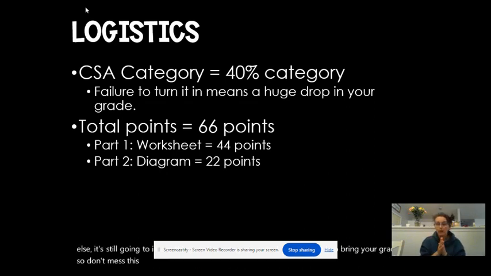Do not go and not turn it in. Turn it in when it's due. Do not sleep on it. Do it.